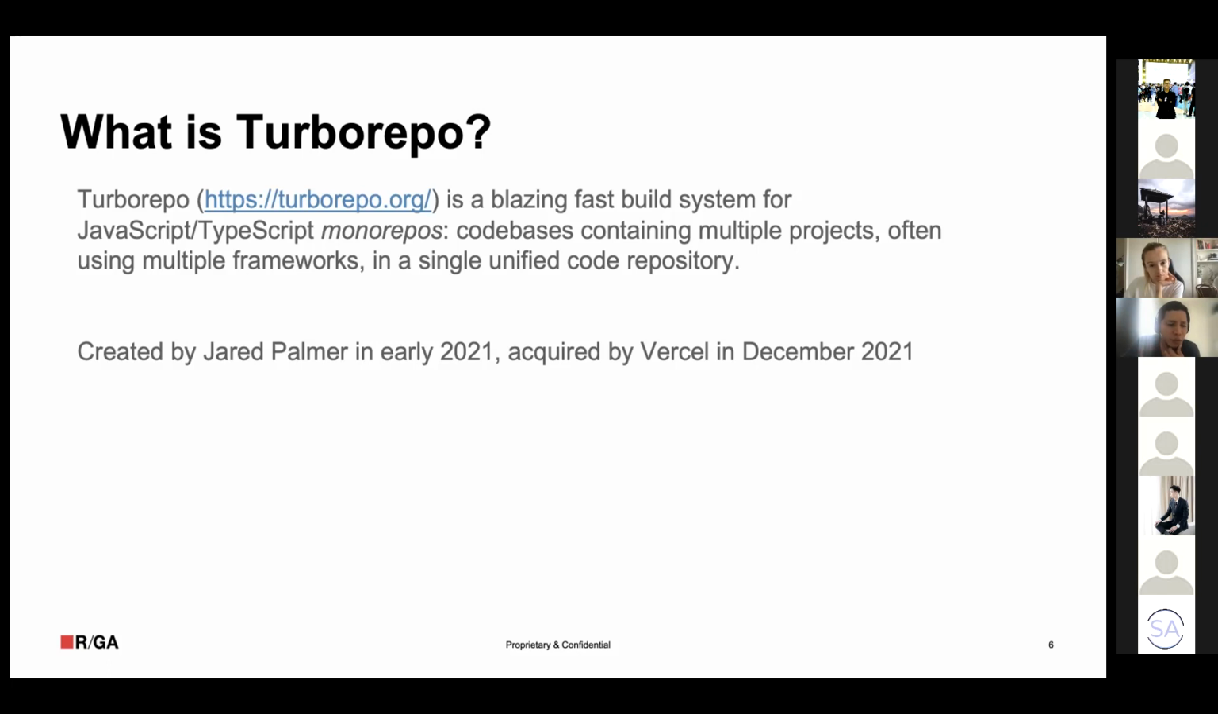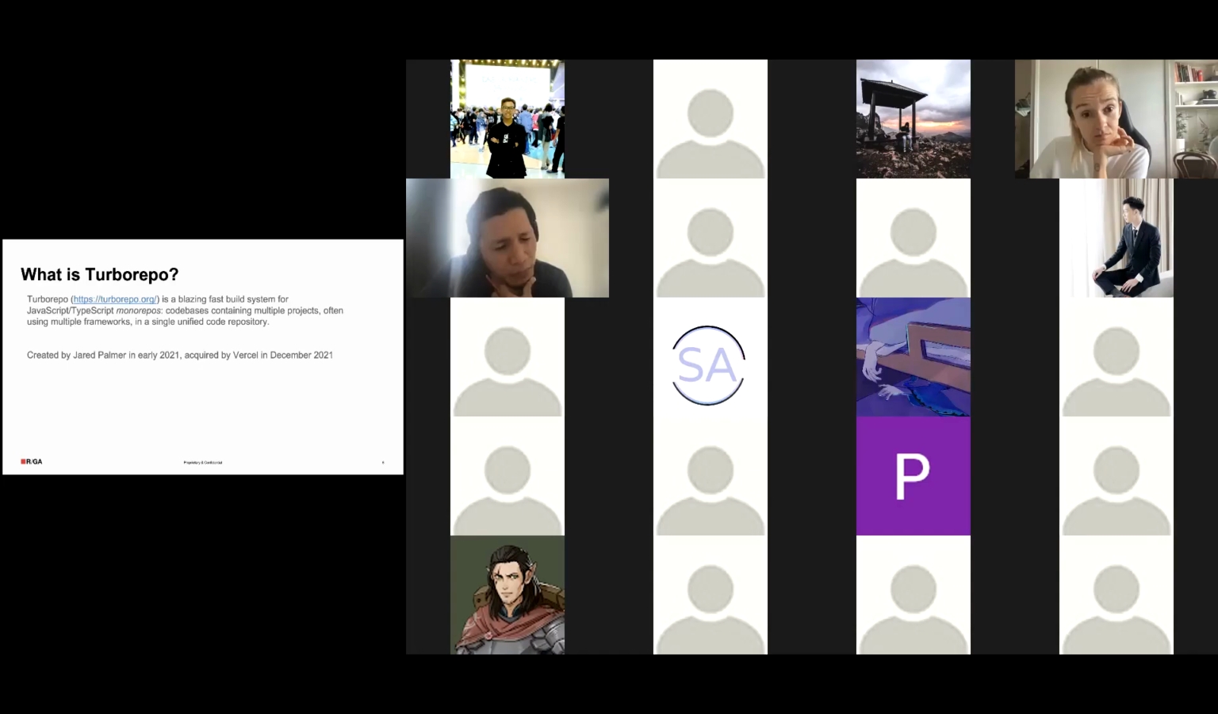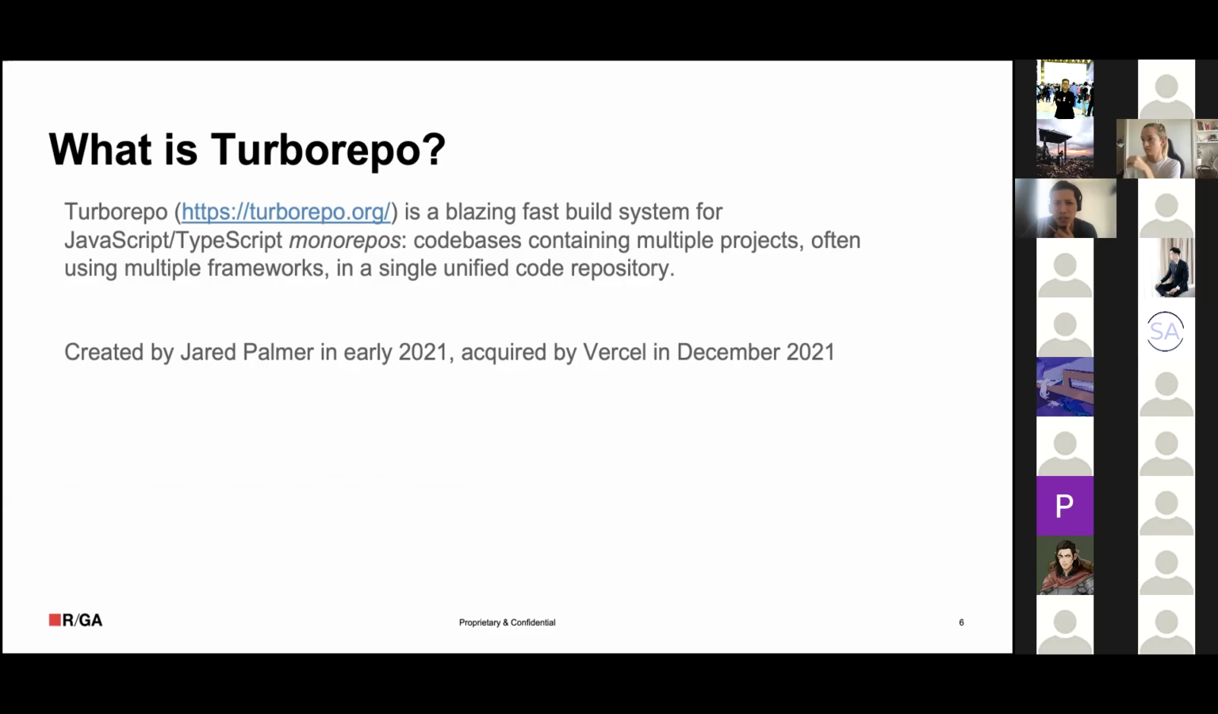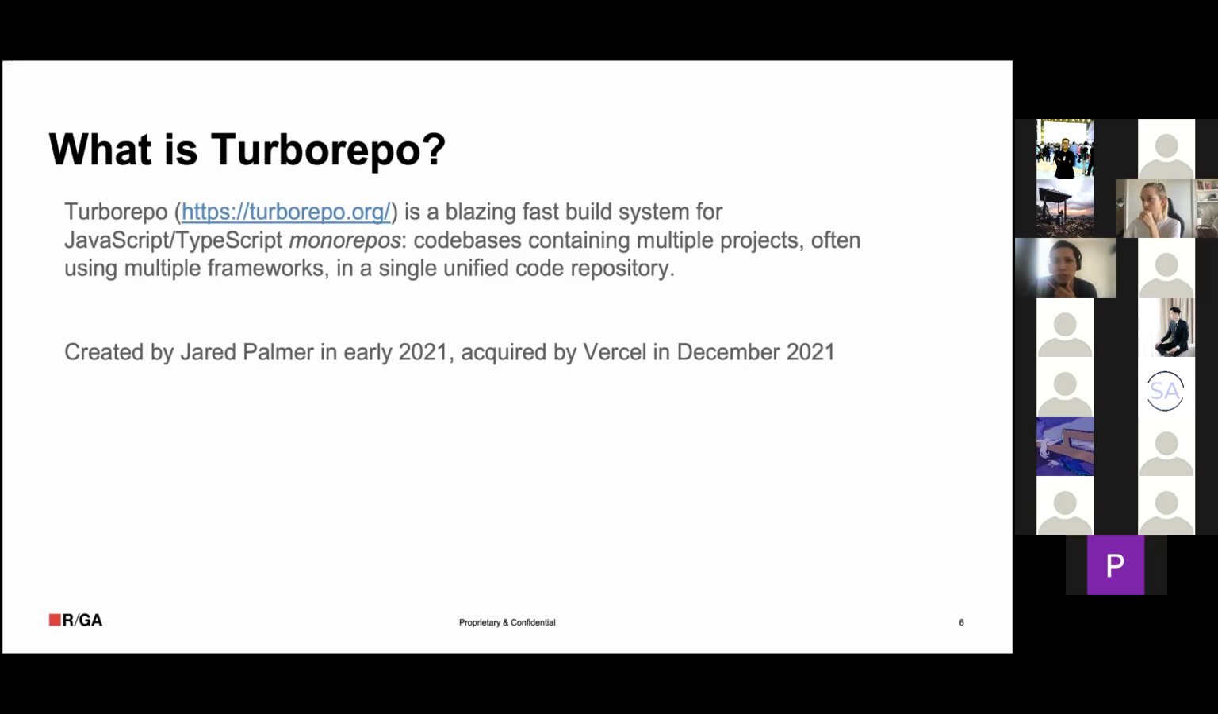Turborepo was created by Jared Palmer in early 2021. He's a software engineer based in the USA, if I'm not wrong, and he has contributed a lot of source code and open source libraries. And then just 3 months ago, in December 2021, it was acquired by Vercel.